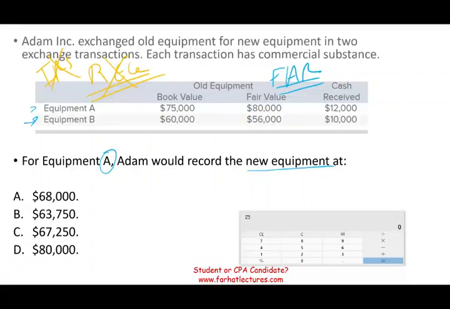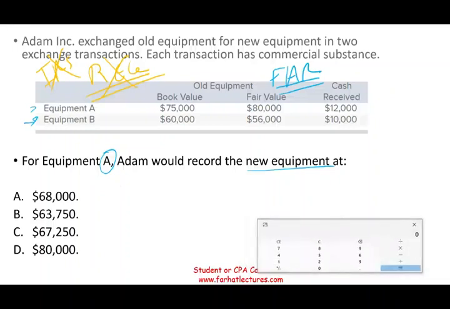Okay. So how much would they record the new equipment at? Well, let's see. How much do we record the new equipment at? At the value of the value that we gave up. That's how we would record the transaction. Okay. This transaction has commercial substance.